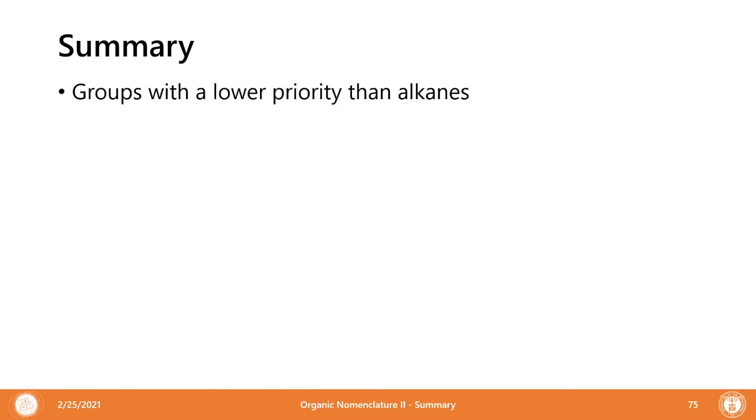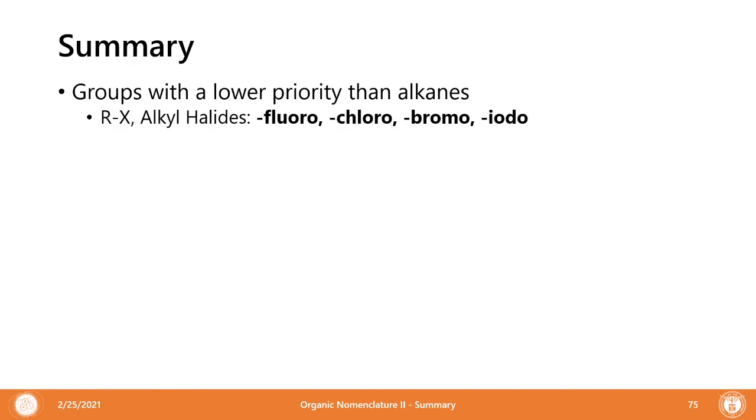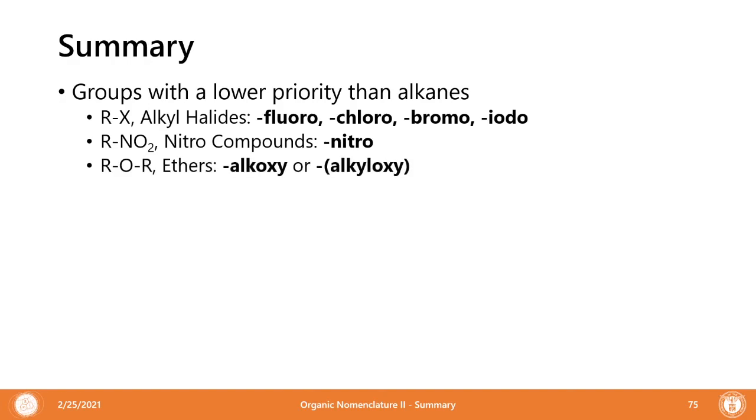To summarize, we learned how to name groups with a lower priority than alkanes, particularly alkyl halides. We learned about fluoro, chloro, bromo, and iodo. We learned about nitro compounds with the prefix nitro, ethers using the alkoxy or alkyl oxy prefix, and sulfides which use alkyl thio.